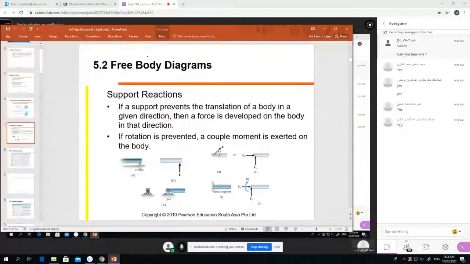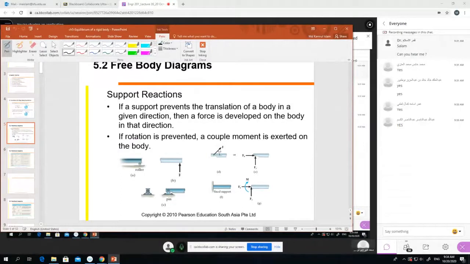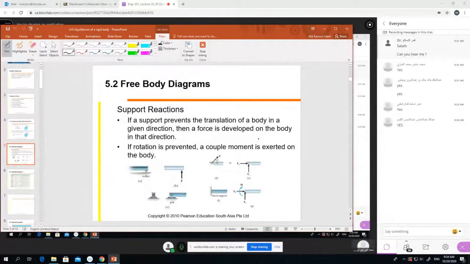Can someone tell me how many reaction types I told you and how many support types I told you? Just a number, please. What is 4? Why 4? Roller is one of the types. What are the reaction types? How many reaction types do we have? Three types. Fine, thank you. And support types? Types of reaction.